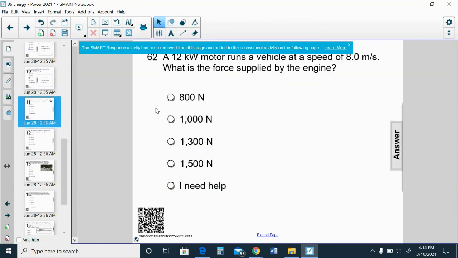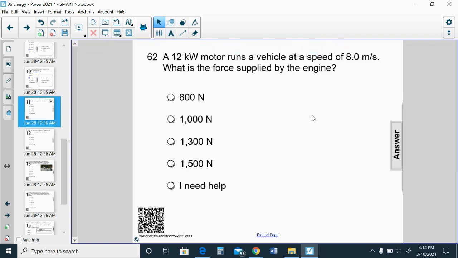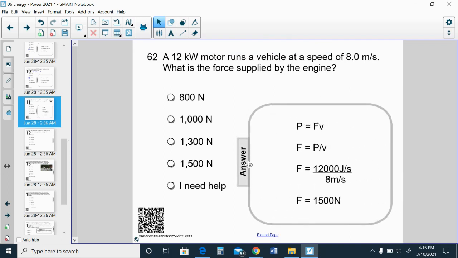Next question. A 12 kilowatt motor runs a vehicle at a speed of 8 meters per second. What is the force supplied by the engine? Okay, so we're using one of the other expressions here for power. Power is equal to force times the velocity.